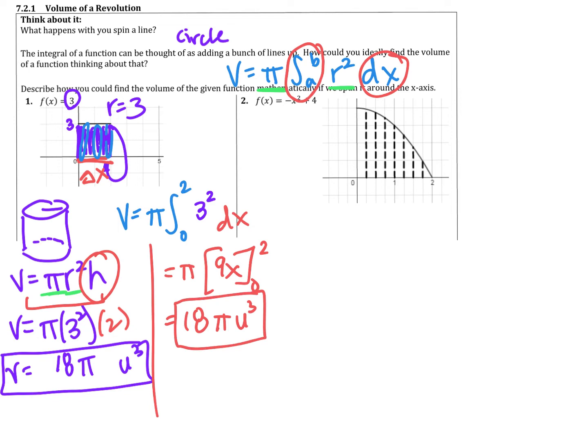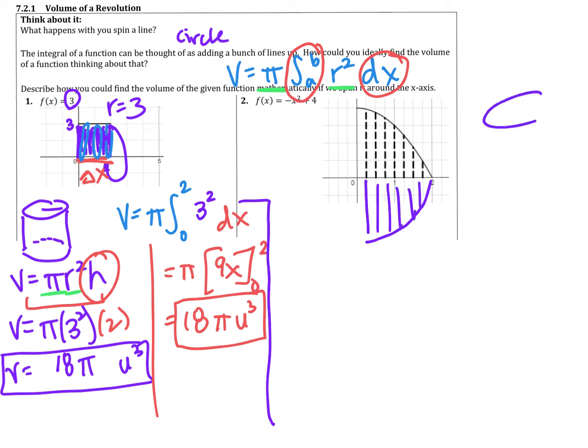So let's look at number 2. Let's try and extend this a little bit and see if we can find the volume of this not so simple solid that's being created by taking the area under the curve negative x squared plus 4, and rotating it around to create sort of like a bowl shape here. I'm turning it upright so you can see it a little better, but we're trying to find the volume that's created when we rotate our solid.